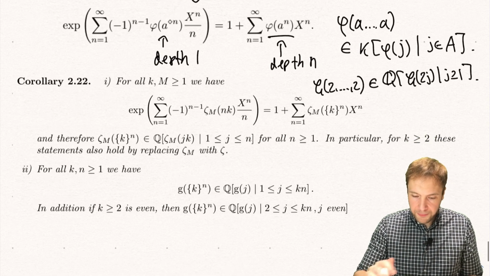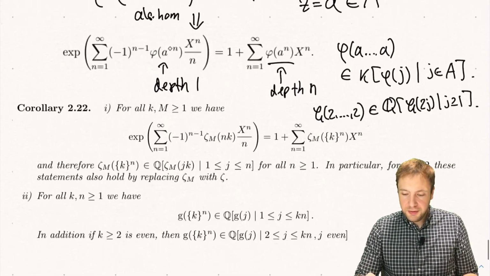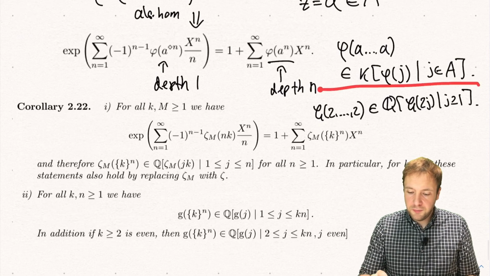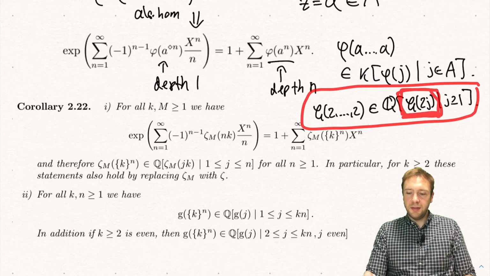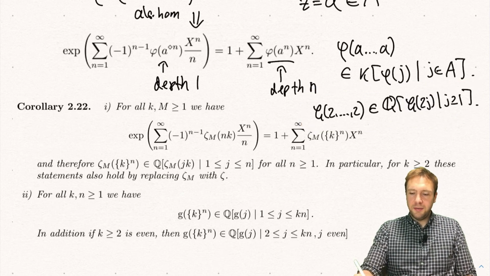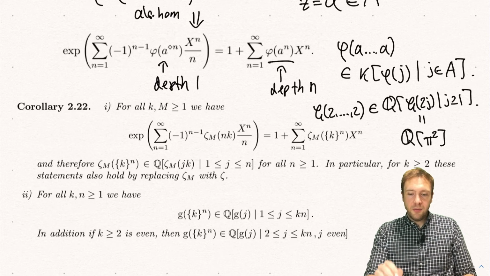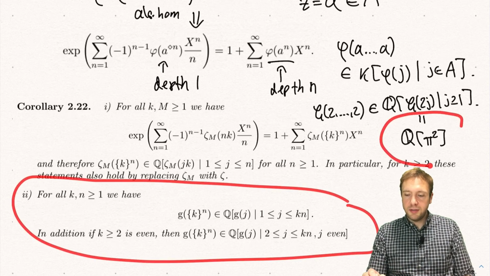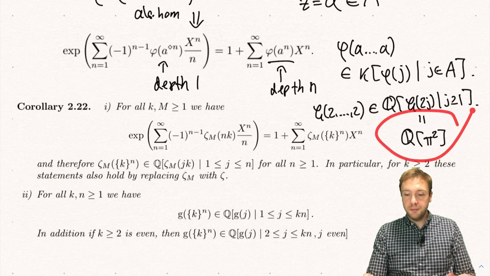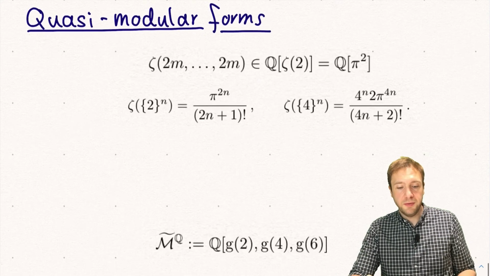Yes. So now let's do some more application of this. Here we saw that, for example, zeta 2 is a polynomial in even zetas, and this space is actually the same as the space of the polynomial ring in pi squared. And you might ask, in this G setup, what is the correct analog of this space here? And this is what is called the quasi-modular forms.